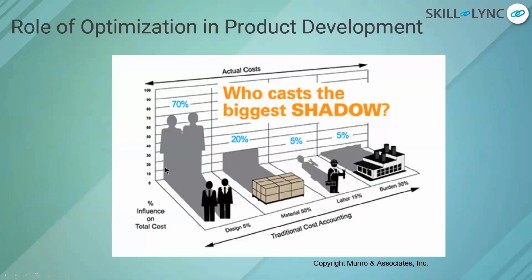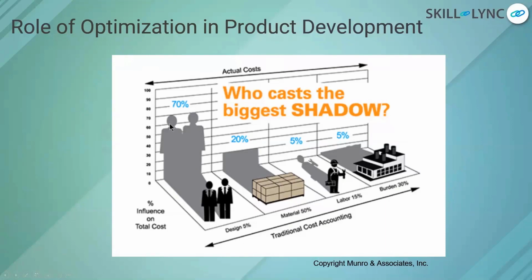Continuing on the same topic of the role of optimization, this is one of my favorite graphs, which represents the importance of design activity in the overall product development. This is a traditional cost accounting where about 5% of the product cost is actually spent in design, whereas the remaining cost of the product is in material, labor, overheads and whatever product development happens later on. But that 5% of design can actually have a bigger influence on the overall cost.